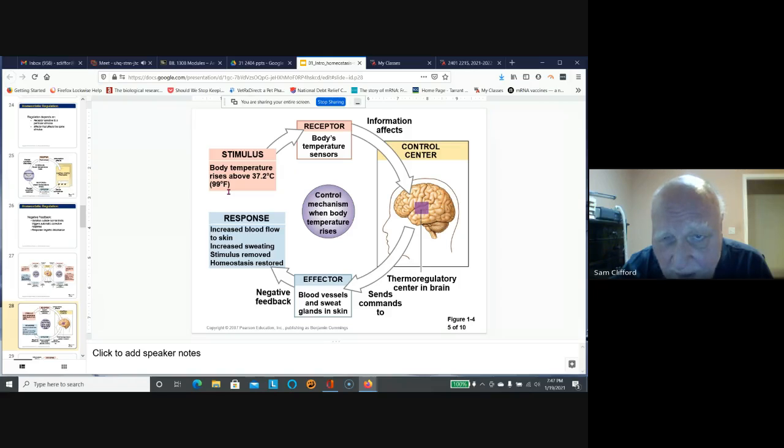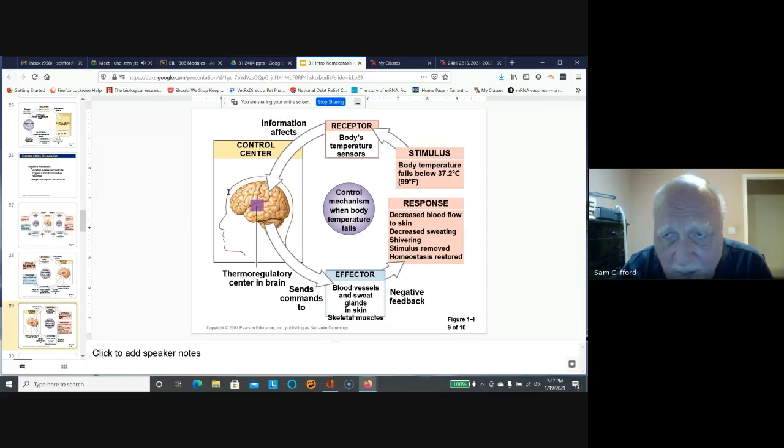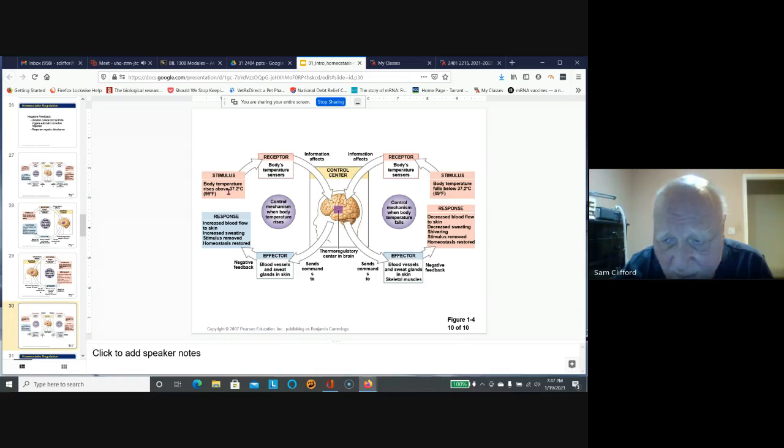This is a focus on body temperature rise. So make sure you know about receptor, control center, effector, and response and stimulus. Here's where the body temperature falls. Pay attention to how you're going to warm yourself up. Decrease blood flow to the skin, decrease sweating, shivering, and so on. Here's a summary of that same process.